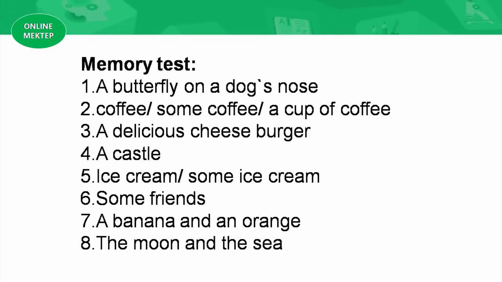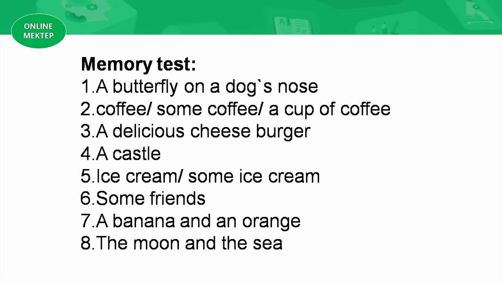Here was the first picture, a butterfly on a dog's nose. Coffee or some coffee, or we can say a cup of coffee. The third one was a delicious cheeseburger, a castle, and ice cream, or we can say some ice cream. And the sixth photo was some friends, and a banana and an orange, the moon and the sea.